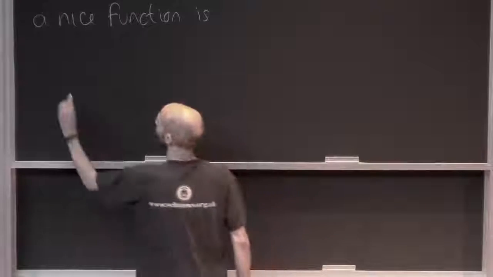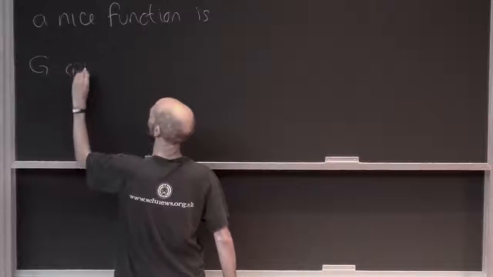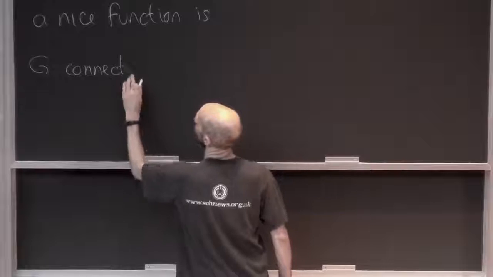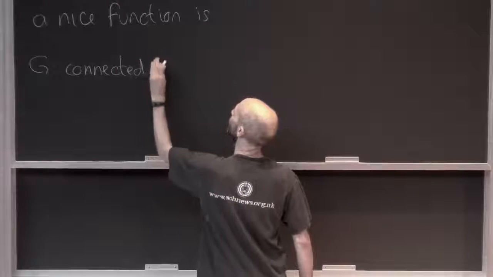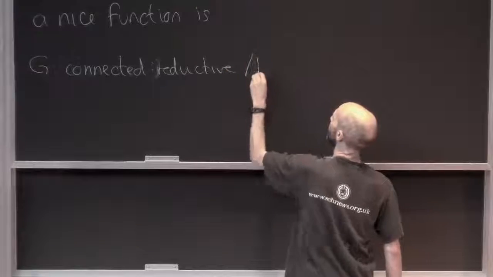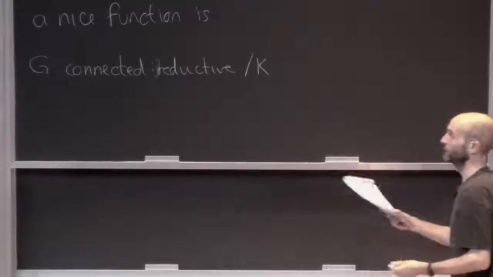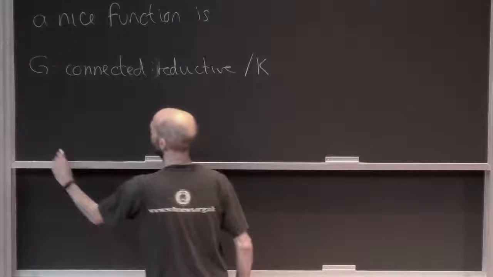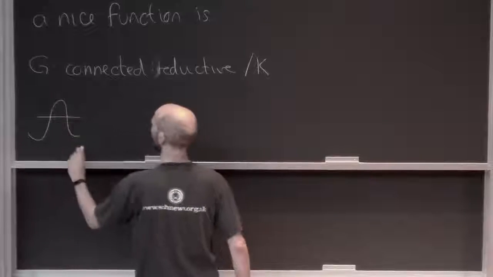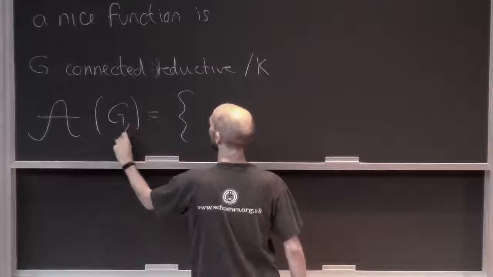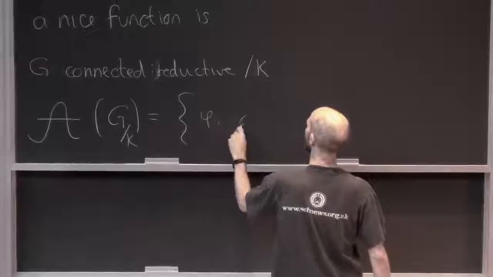So here's the idea. Of course, in some huge generality, you can have G connected reductive over K, which means whatever it means. I'm just reminding you the question. But, for example, G is GLN will work. And we want to define the automorphic forms on G to be the phi from GL.